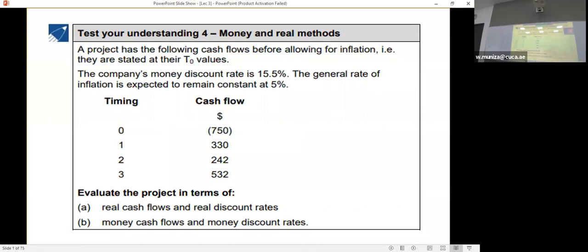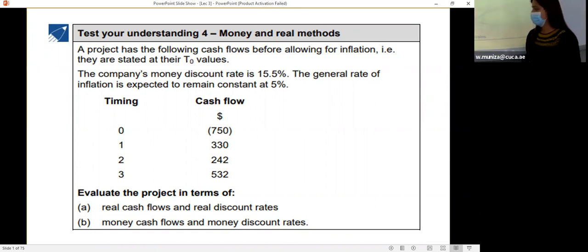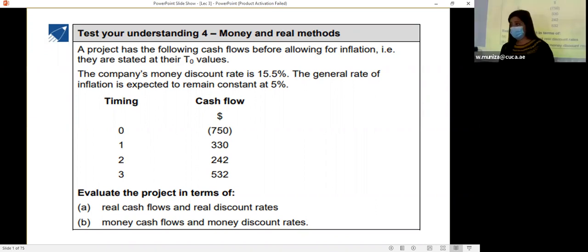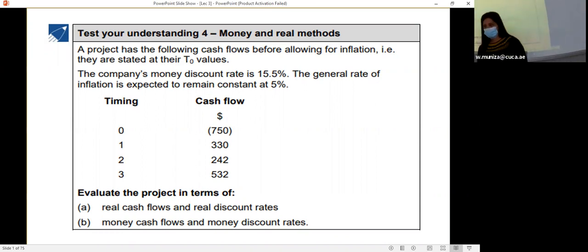Okay, now my dear students, we are going to start with our last left topic, that is regarding investment appraisal again. We were considering the real cash flows and the money cash flows in our last lecture. So as you can see, the requirement of the question is to evaluate the project in terms of real cash flows and real discount rates, money cash flows and money discount rates. I have told you that the discount rate which is given in front of us, the cost of capital, can be without incorporation of inflation in it, and with the incorporation of inflation also it can be present in front of us.